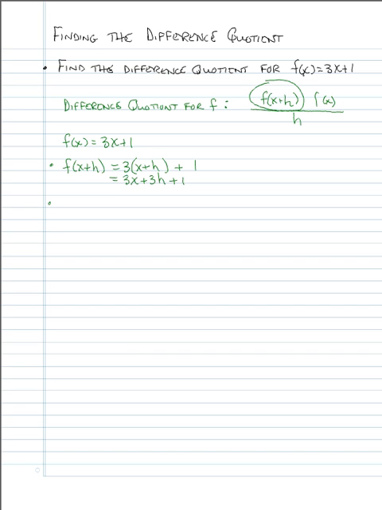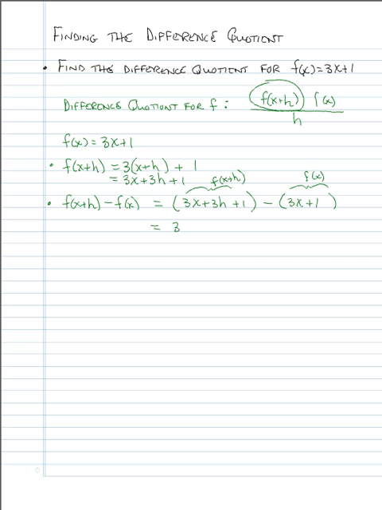Now, the numerator of that fraction is given by f of x plus h minus f of x. And so we just put in place of f of x plus h what we calculated above, 3x plus 3h plus 1. And we're subtracting f of x, which was given to us as 3x plus 1. Remember, this part is the f of x plus h. And this part is simply the f of x.